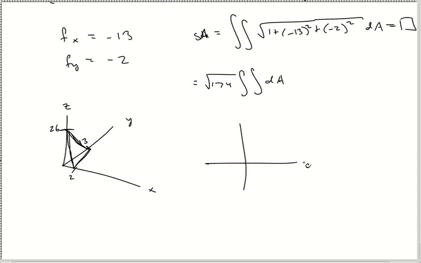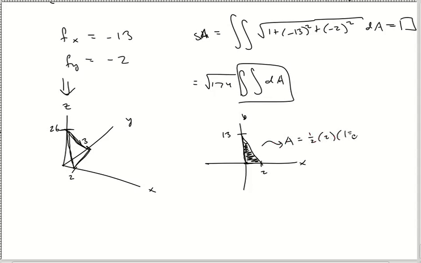The 2D version, if you're looking straight down the z-axis, is what I've drawn as the first octant: up here at 13 and down here at 2, with this triangle right here. Remember what I just said: we take the square root of 174 and multiply it by the area on the xy plane. The area of a triangle is 1/2 base times height. The 2's cancel, and you get 13. So simply put, my answer is 13 square root of 174, and you're done.